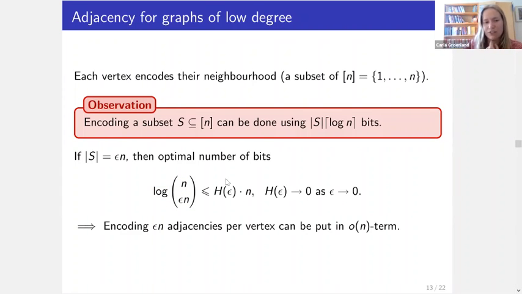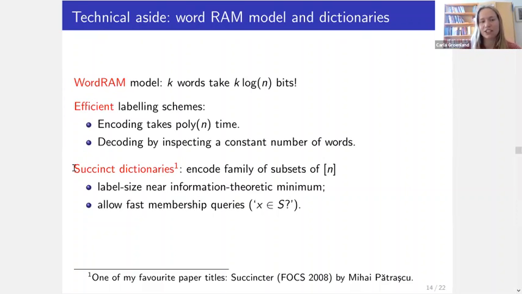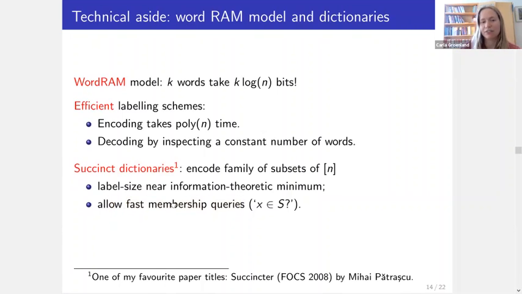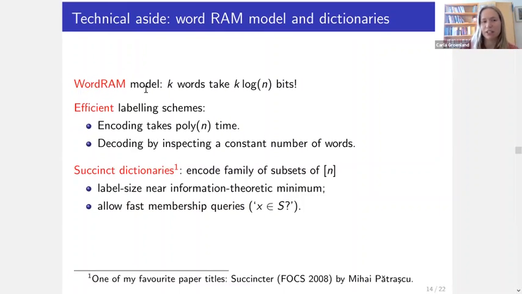For this, we use a bunch of existing results called dictionaries. They allow you to encode a family of subsets with a label size which is near the information theoretic minimum. And there's one other property that they give us, and that's fast membership queries. This is all in a computational model called the word RAM model, where we're not allowed to inspect k log n bits, but we are allowed to see k words, where each word takes log n bits. But this is a slightly technical difference.